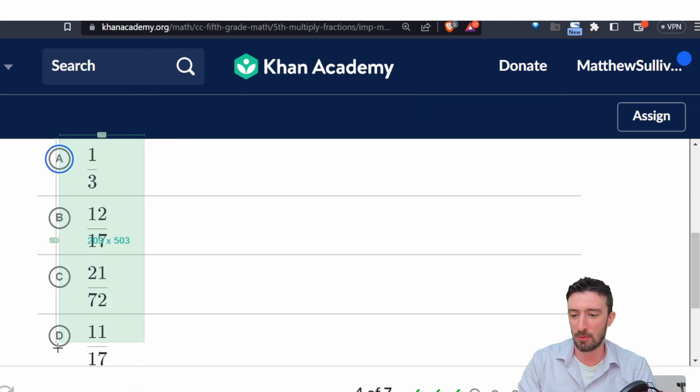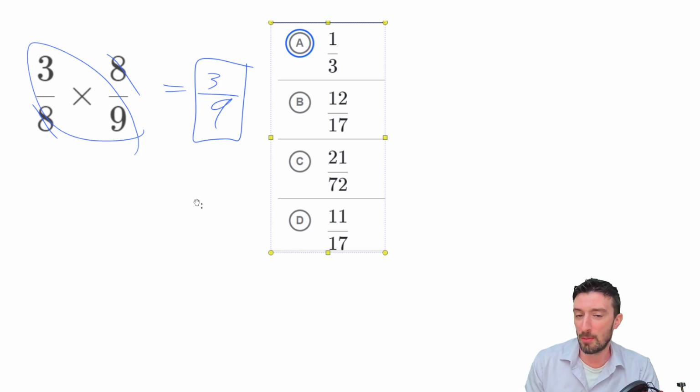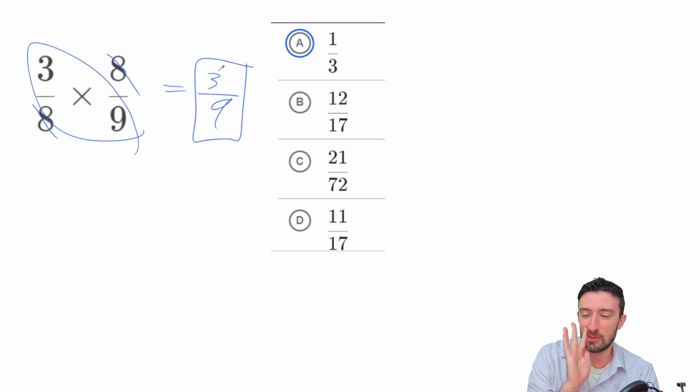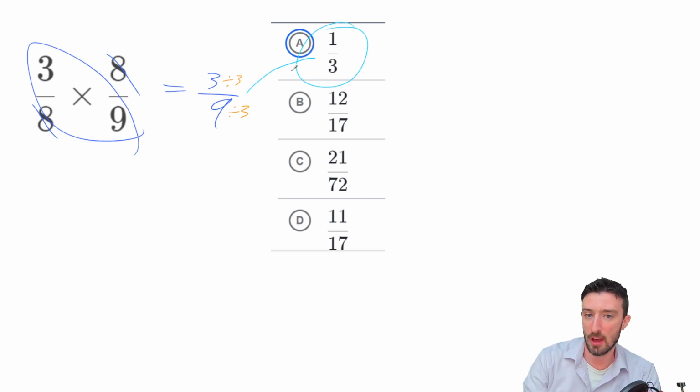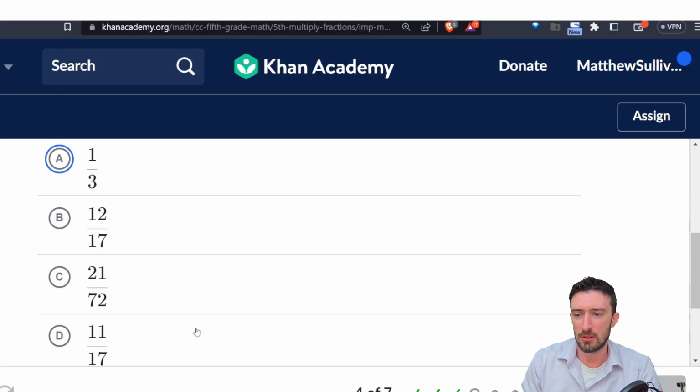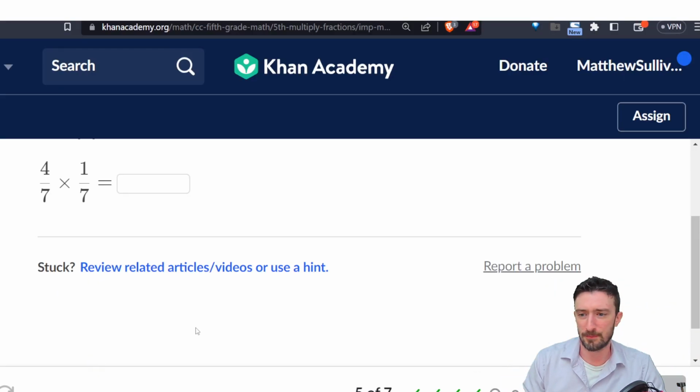What's the problem? Well, the problem is I forgot to reduce it, because sometimes you're going to be able to reduce your final answer even if you've already done the crossout technique. So let's try dividing both of these by the same number. In this case, I can divide them both by 3, and that would have gotten me an answer of 1 over 3. That's reducing. That's another skill that you're going to need to practice. So that gets you 1 over 3.